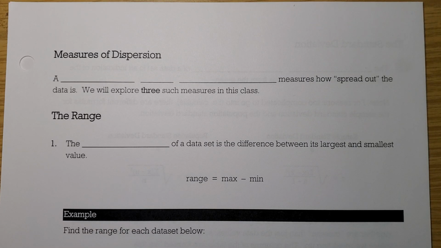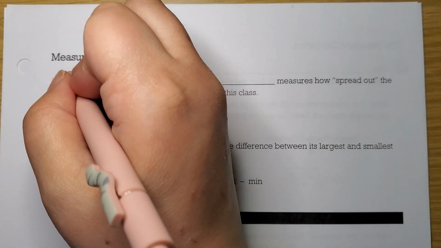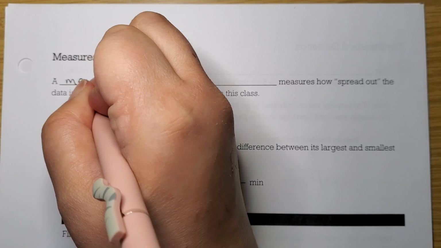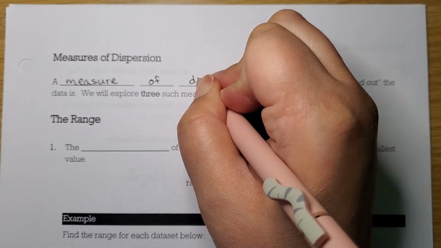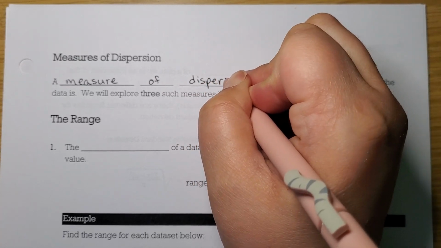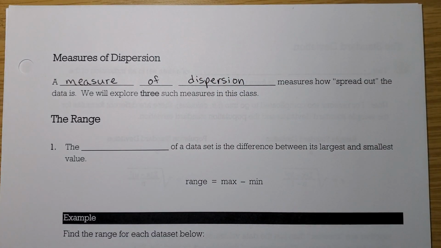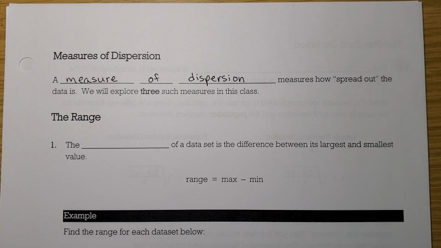So let's start out by defining what a measure of dispersion is. A measure of dispersion measures how spread out the data values are, so how dispersed they are. We're going to look at the easiest one in this video. In the next video, we're going to talk about a more complicated type of measure of dispersion.